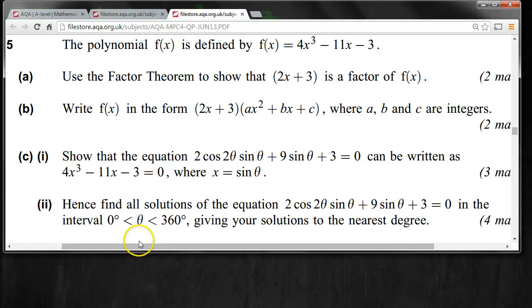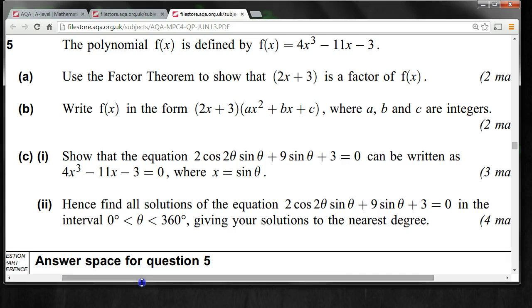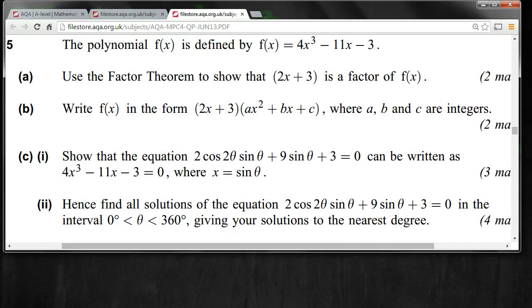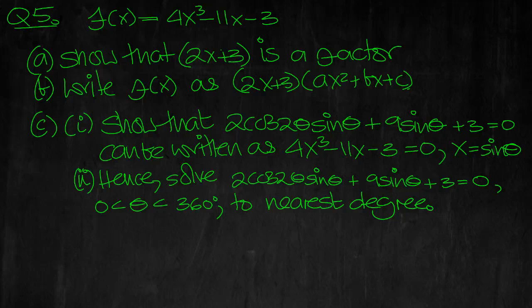Okay, then here's the question. I think that's it there. So I'll click over to the summary form of it. So we need to show that that's a factor. So part A, use the factor theorem. For this to be a factor, then we'll need this to be 0. So we need the value of x to be minus 3 over 2, wouldn't we?